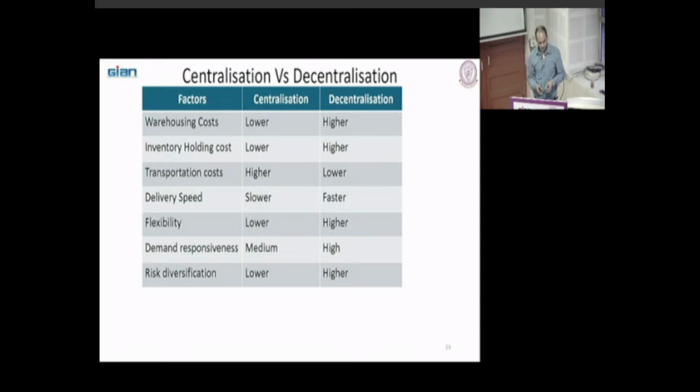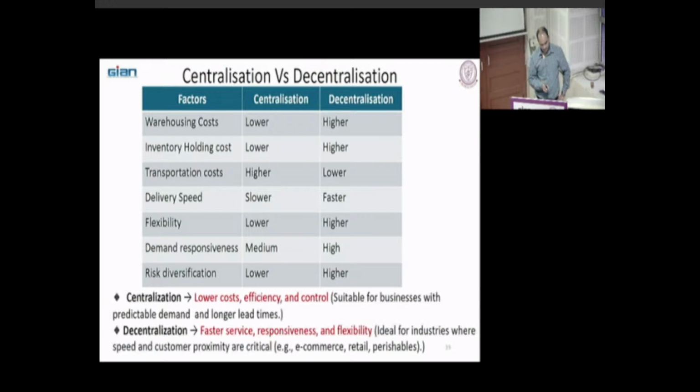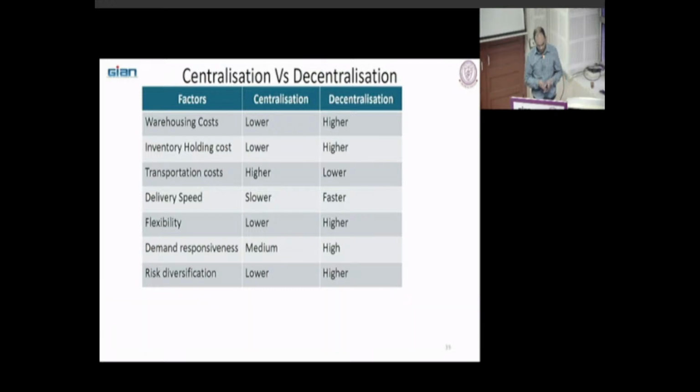Centralization versus decentralization, a couple of comparisons. Warehousing cost is lower in centralization. Why, compared to decentralization? Inventory holding cost is lower in centralization and higher in decentralization. Transportation cost is higher in centralization because you have only one warehouse and multiple outlets. Delivery speed: centralization is always slower, decentralization faster. Flexibility is low in centralization, higher in decentralization. Demand responsiveness and risk diversification are lower in centralization, higher in decentralization.